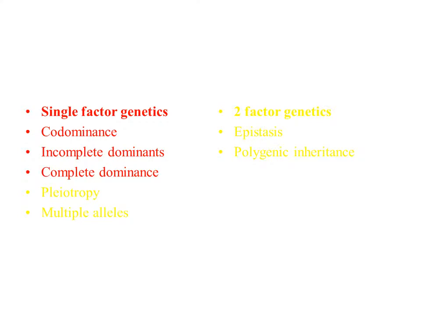We just finished talking about Mendel and the single-factor genetics. We talked explicitly about complete dominance. Now we're going to look at incomplete dominance, codominance, pleiotropy, multiple alleles. Then we'll talk about two-factor genetics, and we'll look at two major concepts, epistasis and polygenic inheritance.